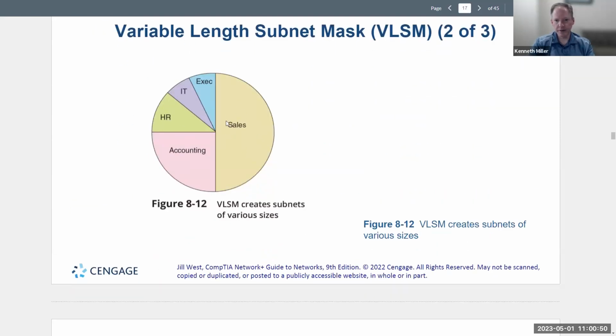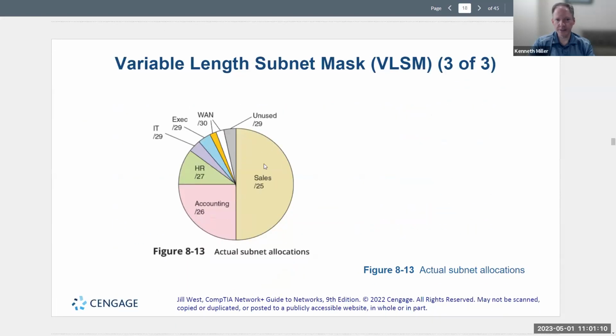Here, we can create a big subnet for our sales, a small one for exec, IT, and HR, then a medium-sized subnet for accounting. Assuming these are connected by a router or a layer 3 device, they will be able to communicate or not communicate, depending on our rules. Here we can say this is a /25 network, this is /26, /27, /29, /30 for our WAN, and then we have a chunk of it that's unused. So we have one network with 7 subnets in it.